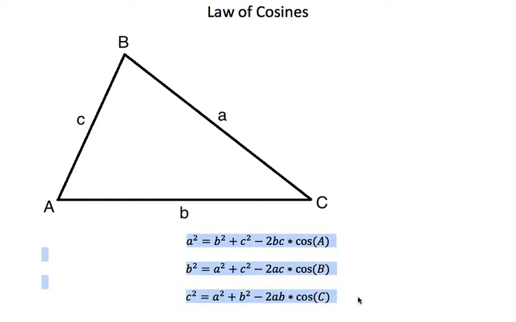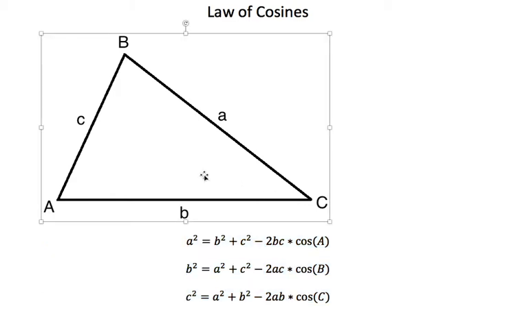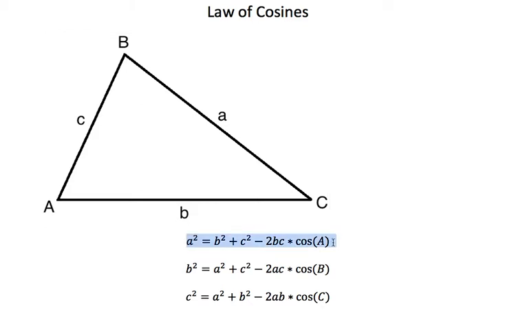So if you have this triangle where you have angle A, angle B, angle C, capital A, capital B, capital C, and then you have the side length a, opposite angle A, side length b, opposite angle B, side length c, opposite angle C. Then these are the law of cosines.